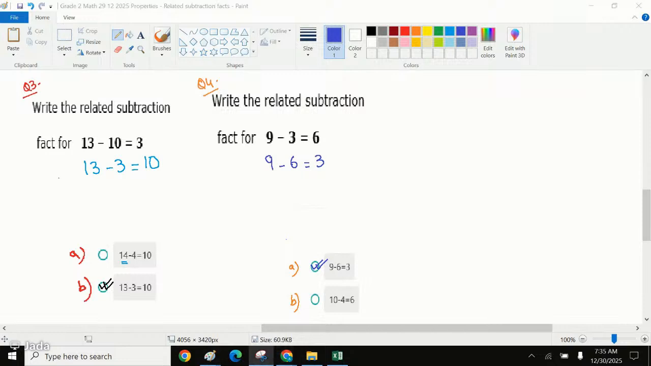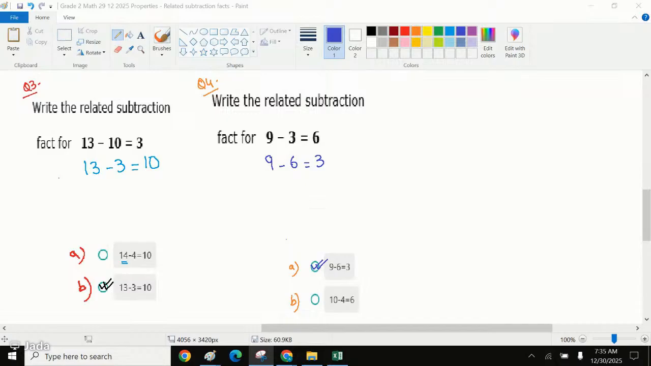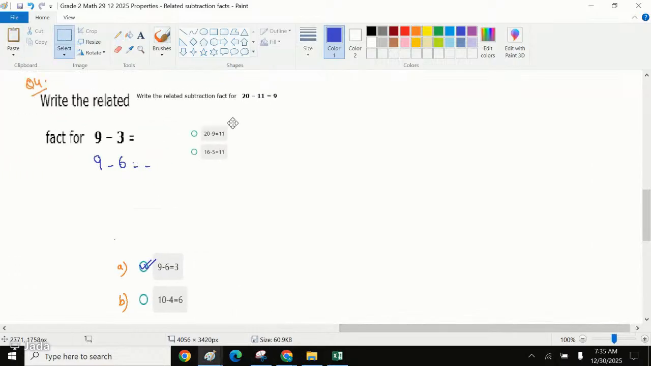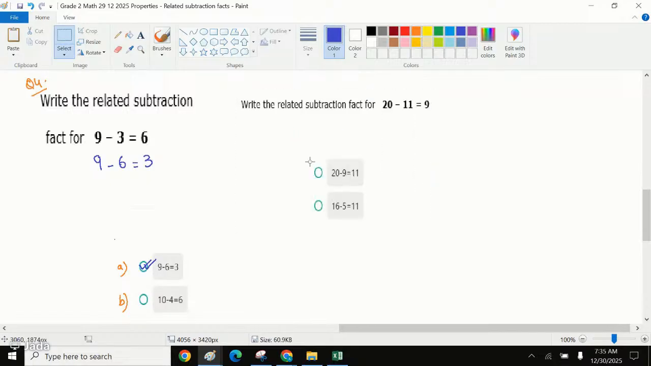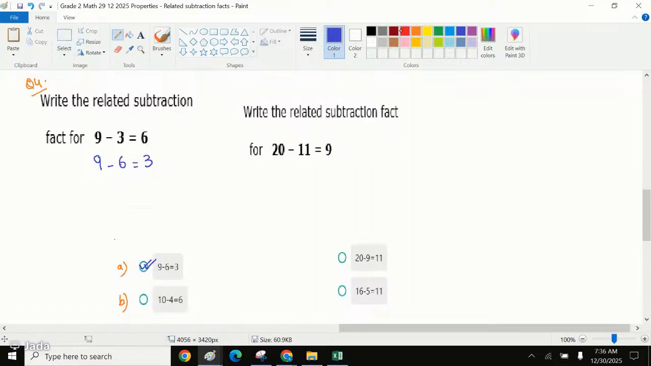Okay. Moving on with the next question that we have, just a minute, please. With question number 5, these are the 2 options we have. This would be the equation that we have. I'll just increase the size so that it's readable for us. Question number 5 says, write the related subtraction fact for 20 minus 11 is equal to 9. And we had 2 options, option A and option B. So which option should be the correct option? Let's read the next question again.